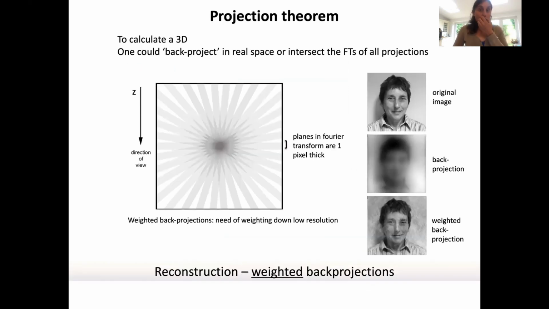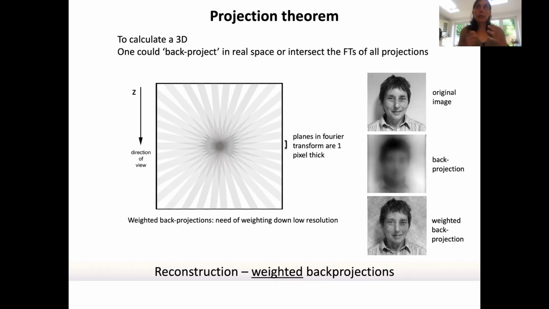Understanding the projection theorem allows us to understand some other aspects of the reconstruction. For example, we can discuss what weighted back projections are. I'm sure all of you have heard the term weighted back projection. We calculate a reconstruction in 3D from 2D projection images. We don't simply do a back projection, we do a weighted back projection. This is a very common term in tomography, but it's the same for single particle as well.